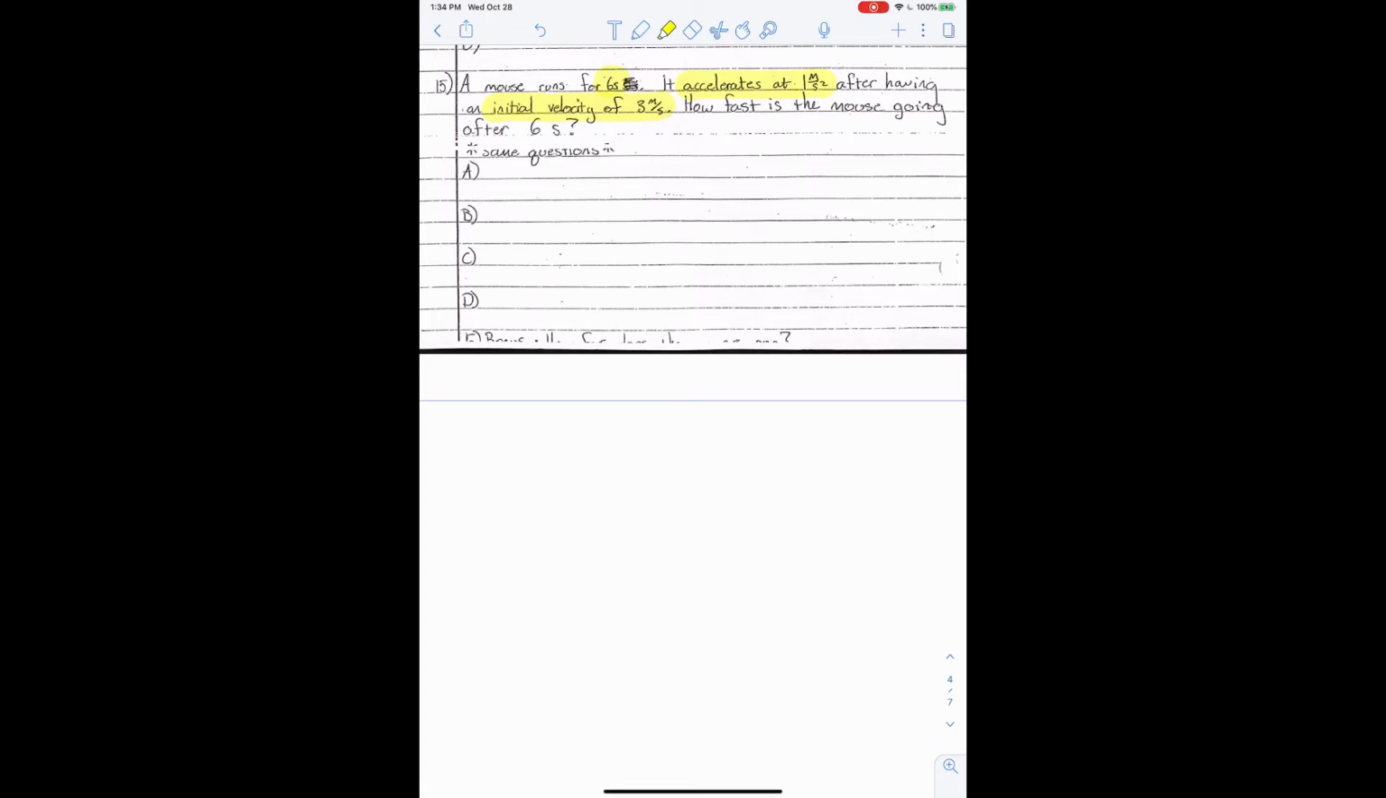How fast is the moose going after 6 seconds? This is asking for what's happening to its velocity, how fast, and after 6 seconds. So this is at a later time. So that means we're looking for a VF, right? So what we're doing here, and I'll just go ahead and gather those variables up. I like to just write them all out. T equals 6 seconds. A equals 1 meter per second squared, and VI is equal to 3 meters per second. All right, good. And then we want to know VF.